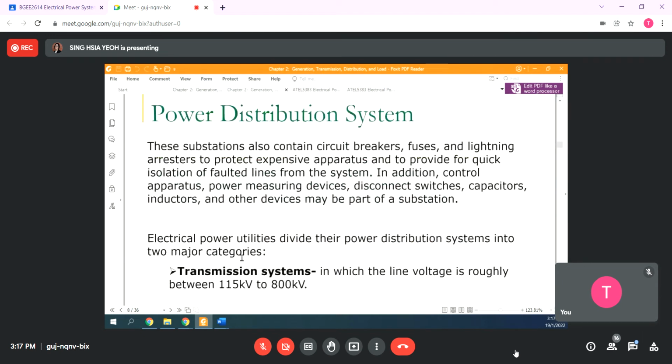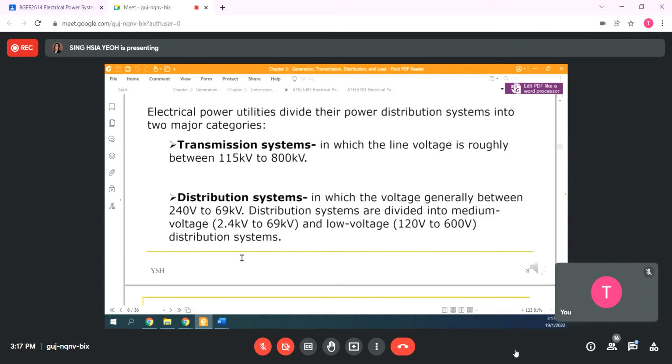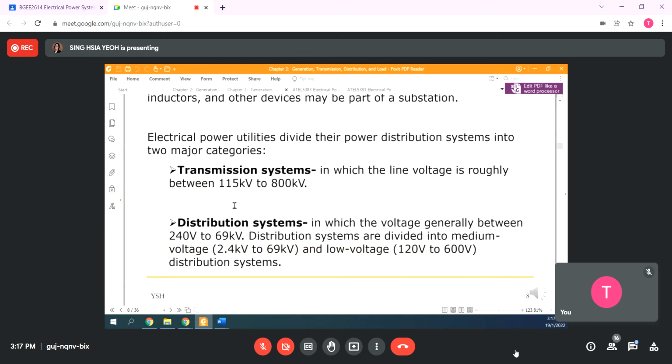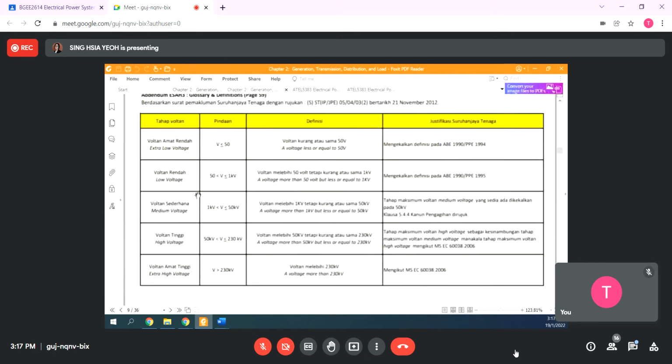When you want to transfer to very far places, then power distribution, not really, just a theory. Then we have this table. So roughly let you know, extra low voltage we refer to below 50 volts. Low will be 50 to 1 kV. Medium voltage is actually 1 kV to 50 kV. Then high voltage will be 50 to 230 kV. Then extra high will be more than 230 kV.